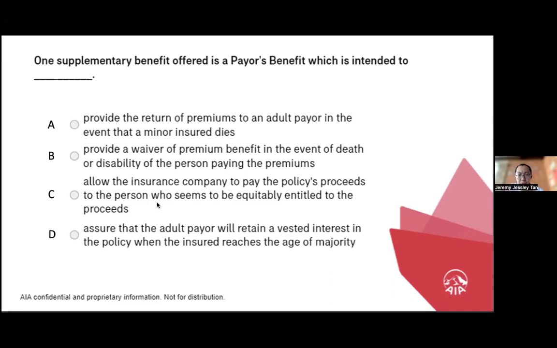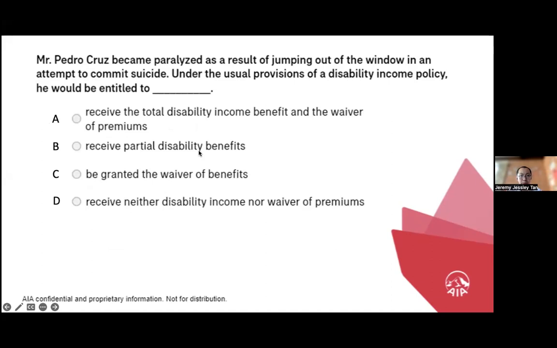Sabi ni Jima, it's B. How about the others? Des, B. Yan. Correct answer is B. Provide waiver of premium benefit in the event of death or disability of the person paying the premiums. Letter B. Okay, so correct. Thank you guys for participating. Last yata to for this chapter.